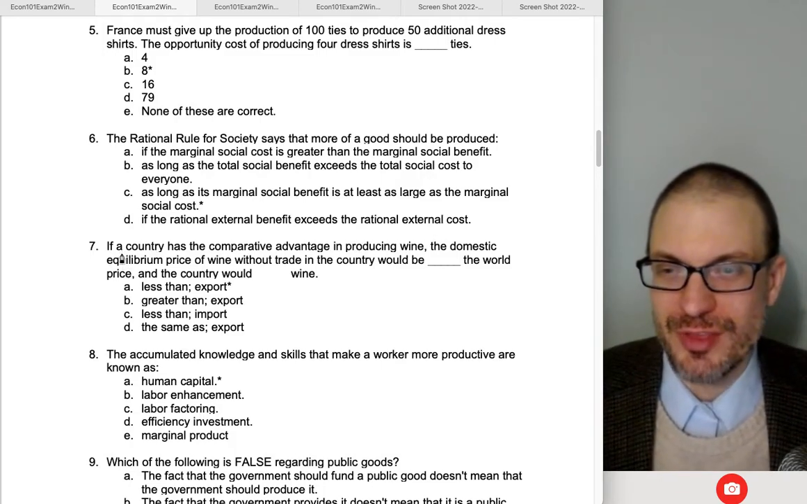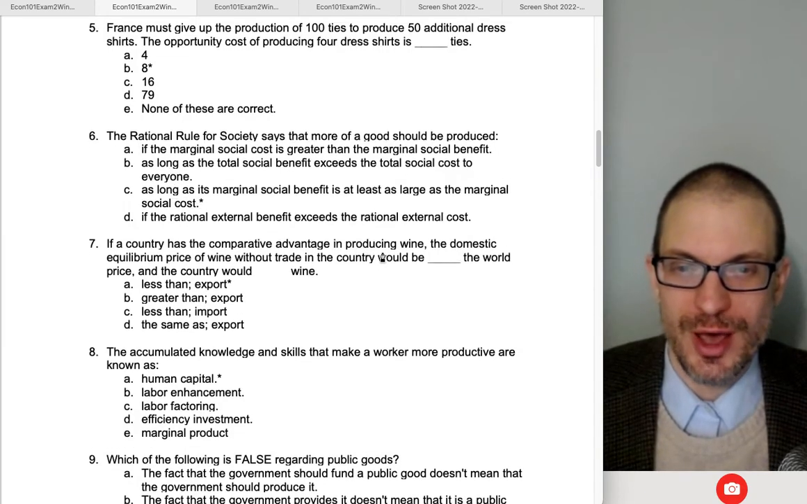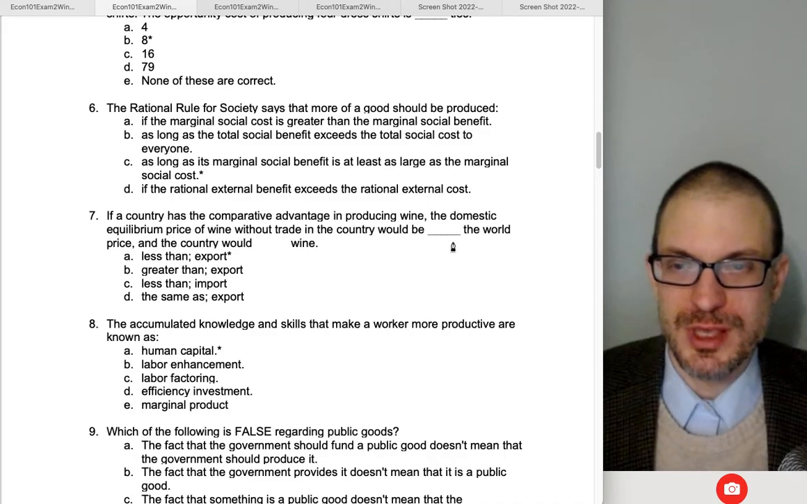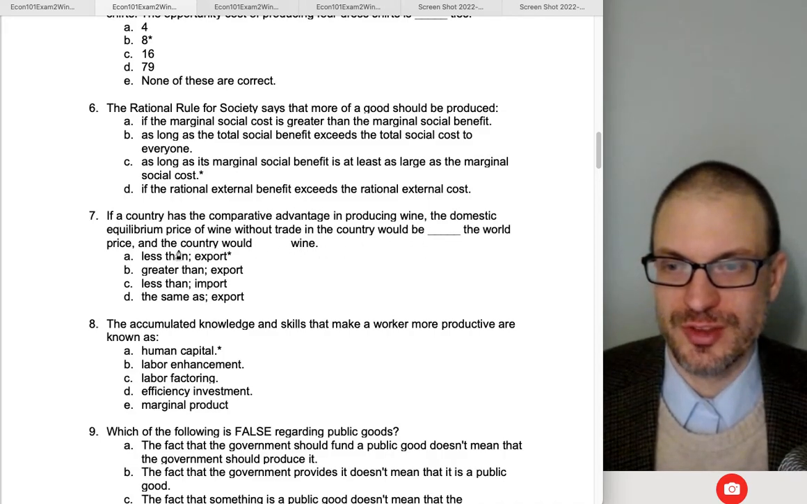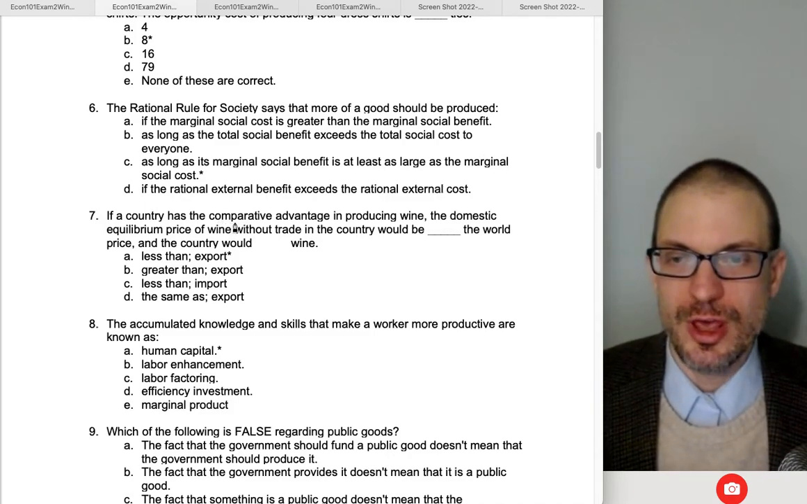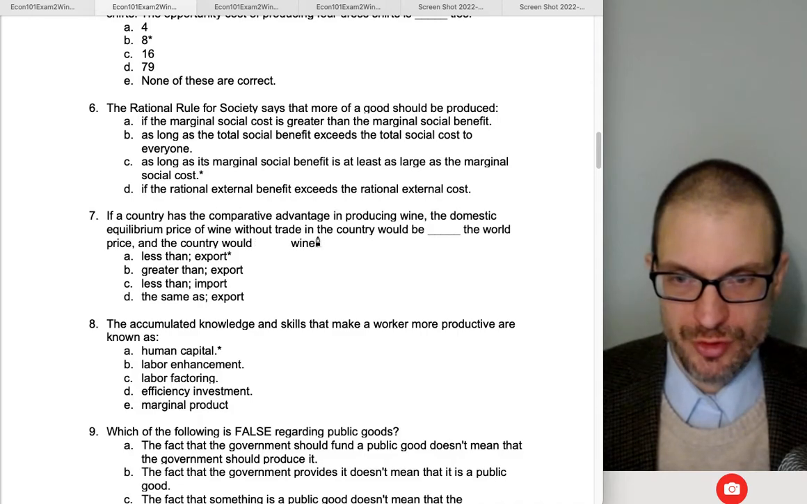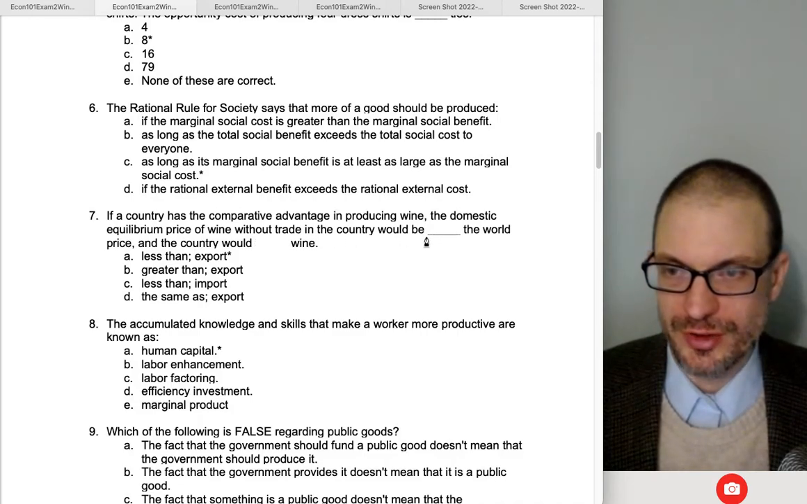Okay, so if the country has a comparative advantage in producing wine, then the domestic equilibrium price of wine without trade in the country would be blank the world price, and the country would blank wine. If you have a comparative advantage, your domestic price is below the world price. So the domestic equilibrium price of wine without trade would be below the world price, or less than.